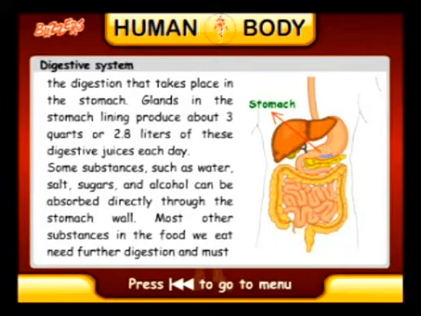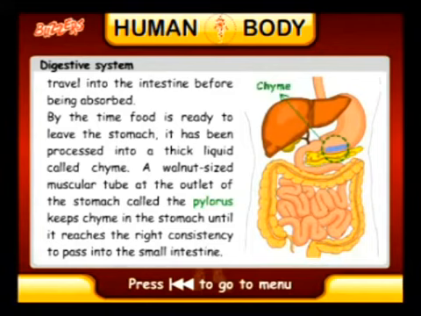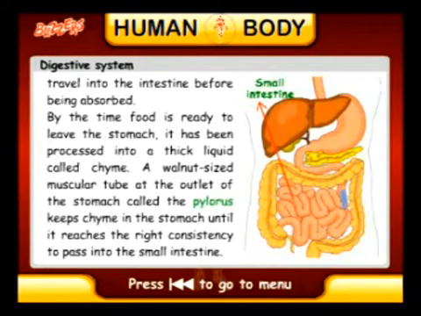Some substances such as water, salt, sugars and alcohol can be absorbed directly through the stomach wall. Most other substances in the food we eat need further digestion and must travel into the intestine before being absorbed. By the time food is ready to leave the stomach, it has been processed into a thick liquid called chyme. A walnut-sized muscular tube at the outlet of the stomach, called the pylorus, keeps chyme in the stomach until it reaches the right consistency to pass into the small intestine.